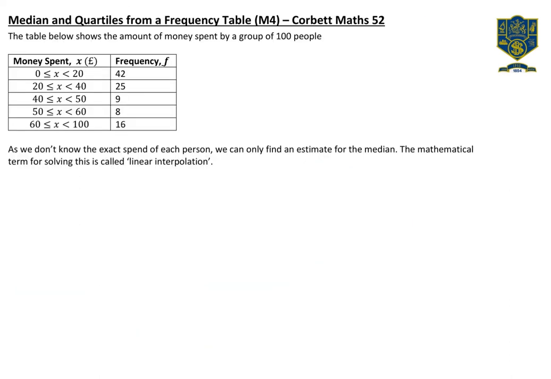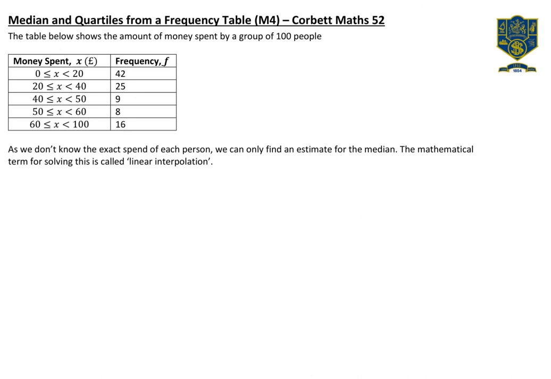So we've looked at working out the median and the quartiles from a list. Now we can look at working out an estimate for the median value or a quartile from grouped data. We don't know the exact value, but we can find an estimate. The way that we do this is interpolation, and interpolation is really looking at whatever fraction of the way into a group that we need to go.